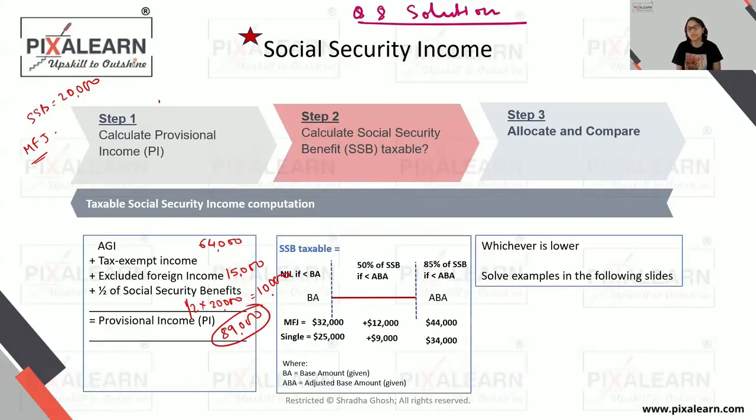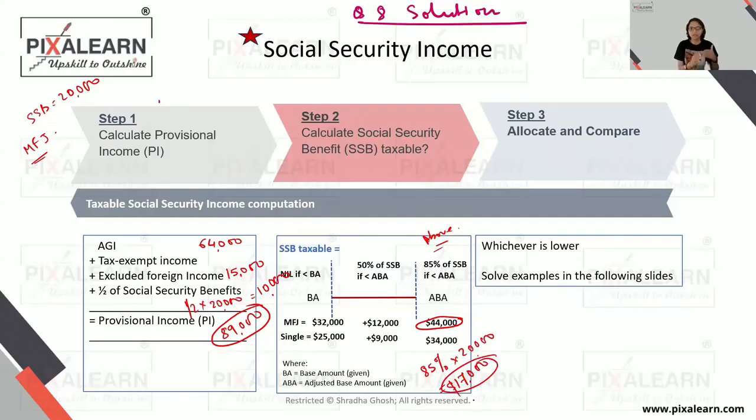Now, 89,000 is definitely above the threshold limit. I'm going to take the MFJ limits, right? So your base amount is 32,000 and your adjusted base amount is 44,000. Mine is lying in the above zone. So in the above zone, I know the first thing is 85% of my social security benefits is taxable. That means 85% of 20,000 is taxable. I think that is going to give you 17,000.